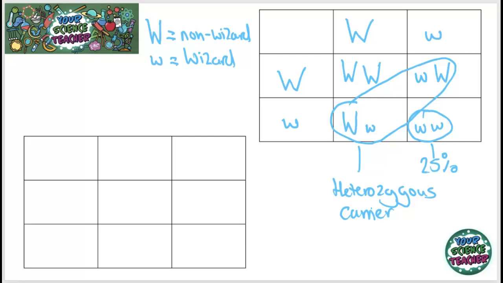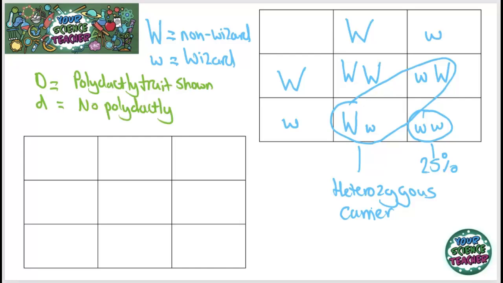We're now going to look at a genetic disease called polydactyly. Polydactyly is a disease that can cause you to be born with extra fingers or toes. And polydactyly is a dominant allele. So if one parent shows polydactyly and they have the homozygous polydactyly, that would mean that they would have capital D, capital D.